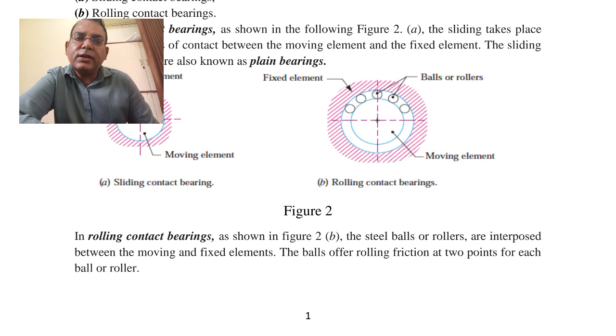That is the concept of sliding contact. In rolling contact bearing, we separate the surface of the shaft and bearing by a rolling element like a roller or ball. That is the basic difference between rolling contact bearing and sliding contact bearing. Rolling contact bearing is also called anti-friction bearing because it has a low coefficient of friction. This is some idea about bearing, how it is classified.